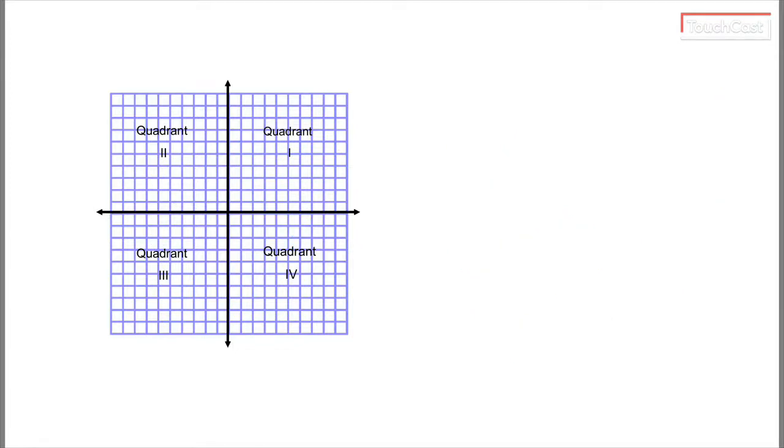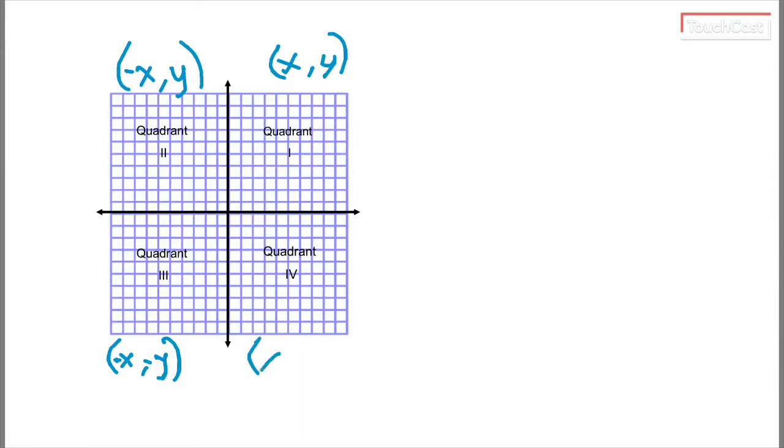With those quadrants, in quadrant 1, all of the x and y coordinates are positive. In quadrant 2, the x coordinate is negative, y is positive. Quadrant 3, both x and y are negative. And in quadrant 4, x is positive, y is negative.